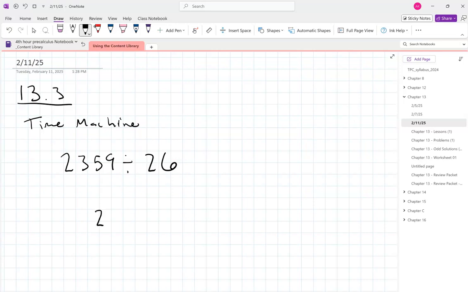Yeah, long division, right? Not calculator. So to do this, you start by looking, okay, how many times does 26 go into 2? Well, none. Into 23, okay, well, none. Into 235, well, that's probably what, like 9 times? So 9 times 26, that's 180 plus 54, so that's 234.